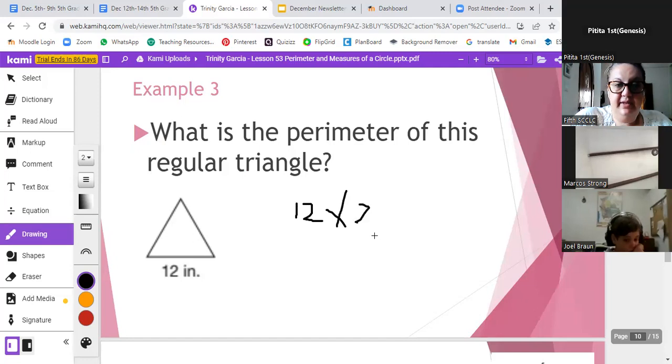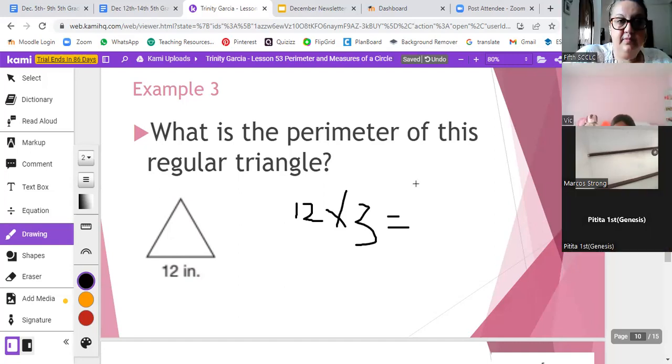What's 12 times 3? Anybody? Genesis? 36. Sorry, 36 inches. That's all right. We got it. 36 inches. Okay, so this is the end here. 36 inches. Good. So if the outside lines are the same size in length, all we do is multiply.